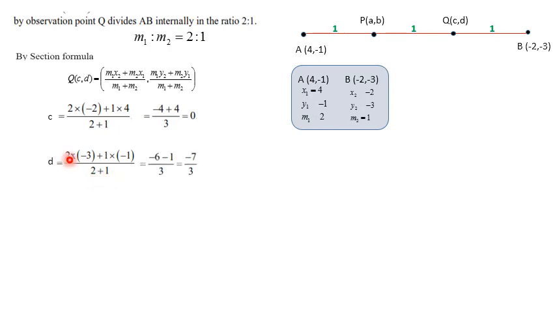Calculation part: 2 into minus 3 is equal to minus 6, 1 into minus 1 is equal to minus 1, divided by 2 plus 1, that is equal to 3. So minus 6 minus 1, when you add, you will get minus 7, divided by 3. So minus 7 by 3 is the y coordinate of Q. Finally, we can write the coordinate of Q, that is 0, minus 7 by 3. That is the answer. Move on to question number 3.